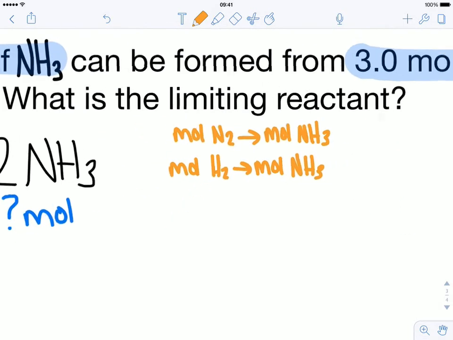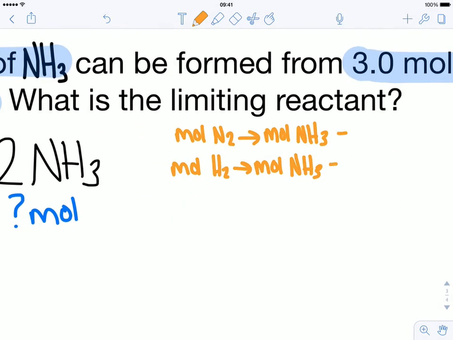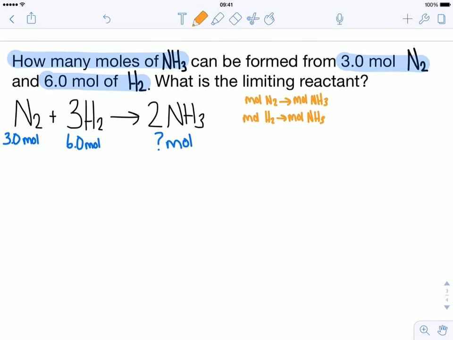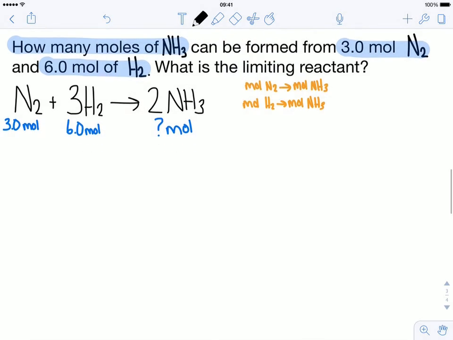And if we can do that, we'll be comparing sandwiches to sandwiches. So moles of NH3 to moles of NH3. And that will tell us what is the limiting reactant. So we're trying to find out if we have 3 moles of N2, how many moles of NH3 will that produce? Also, since we have 6 moles of H2, how many moles of NH3 will that produce? So that's what we're going to do here. So let's start with N2 first.